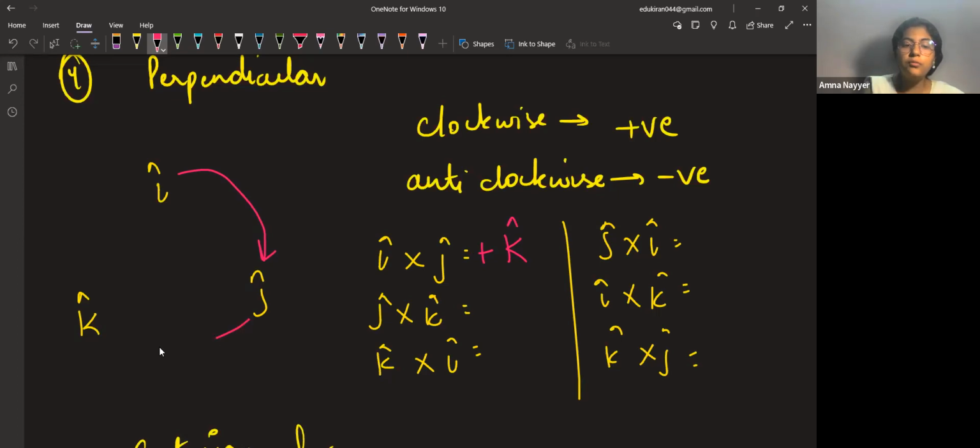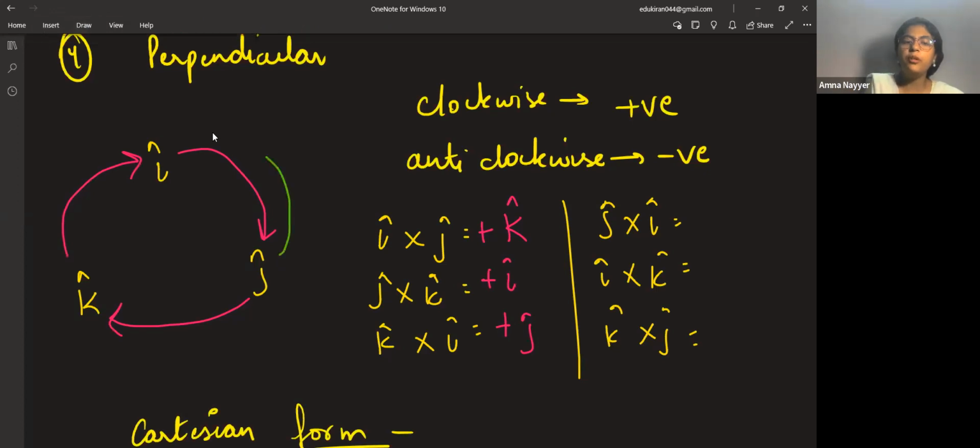If you are going from J cap to K cap, which quantity is left? I cap. What is the direction? Clockwise. For clockwise, we write plus. If you are moving from K cap to I cap, which quantity is left? J cap. You are moving clockwise. So this is plus.